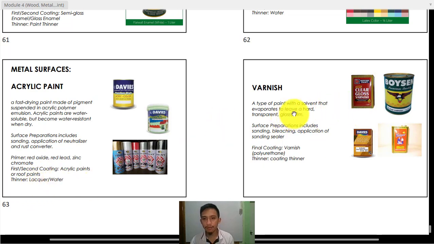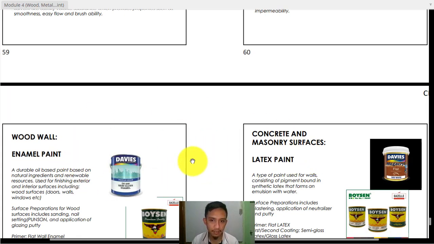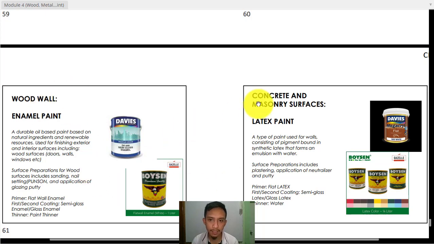And then we have what we call the varnish. Of course you know what a varnish is. This is a type of paint with a solvent that evaporates to leave a hard, transparent, glossy film. So final coating, varnish. The thinner for that is coating thinner. This varnish is commonly used as a final coating, and we commonly use it on woods to make your surface smooth and of course glossy. So these are the different types of paints to be applied on different surfaces.